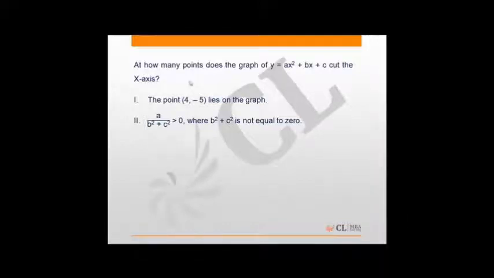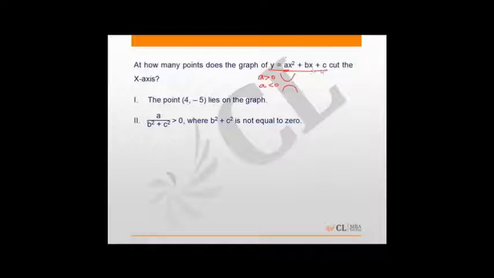This question on data sufficiency is from the topic algebra. To us it is given a quadratic polynomial. The value of a, or the sign of a, is not known to us. Let's say the sign of a is positive. The graph is going to be a U-shaped graph. If the sign of a comes out to be negative, the graph is going to be an inverted U-shaped graph.